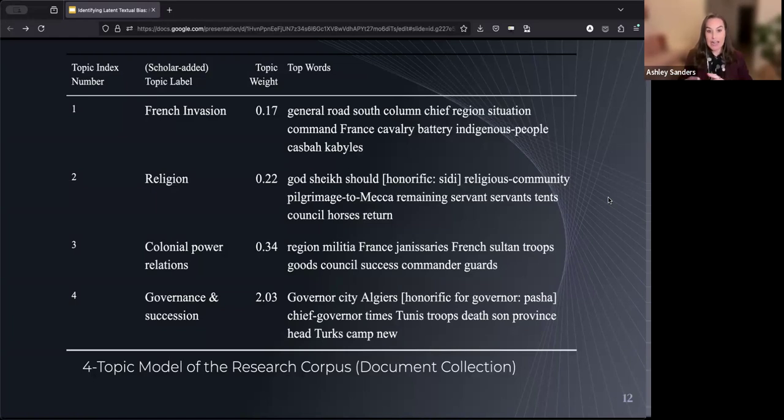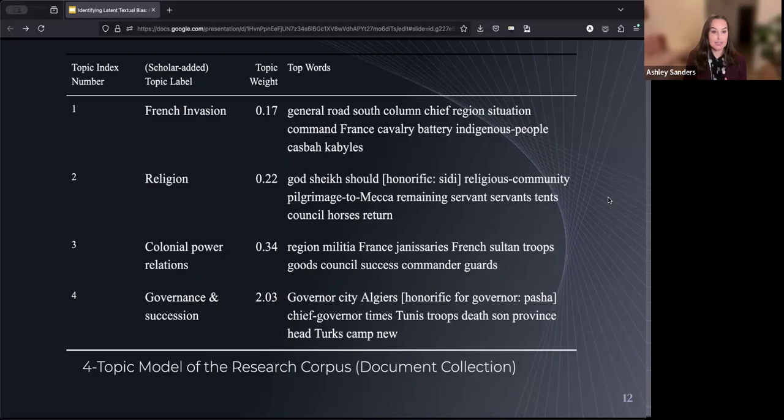What I did after I analyzed the top words in each of the topics is then to add a label to understand what each of these topics was really talking about. So we see in the first one, the words general, road, south, column, chief, region, situation, command, France, cavalry, battery, indigenous people, and Kasbah and Kabyles. And so as I read through that and understanding the history and the context of the documents, I labeled that topic as the French invasion.